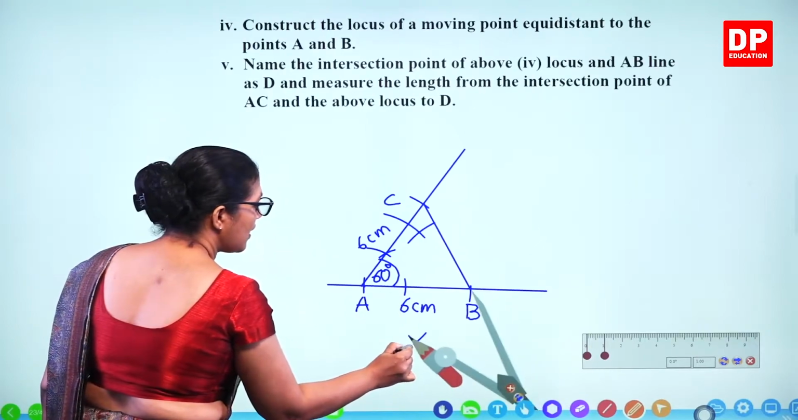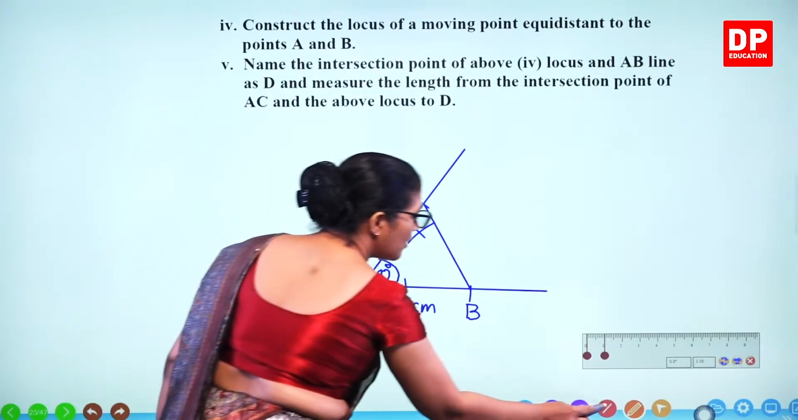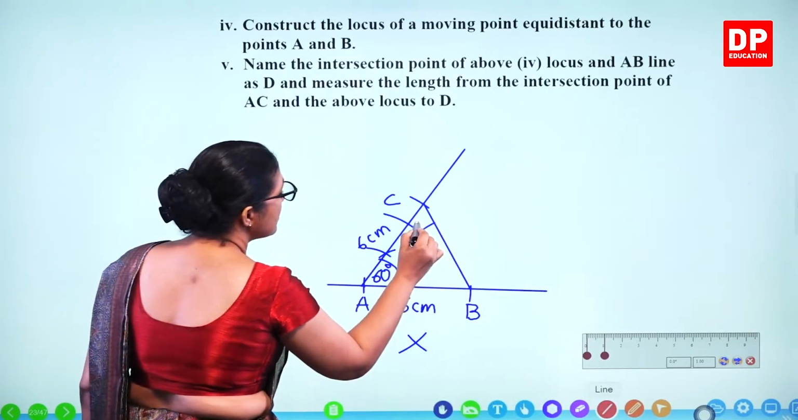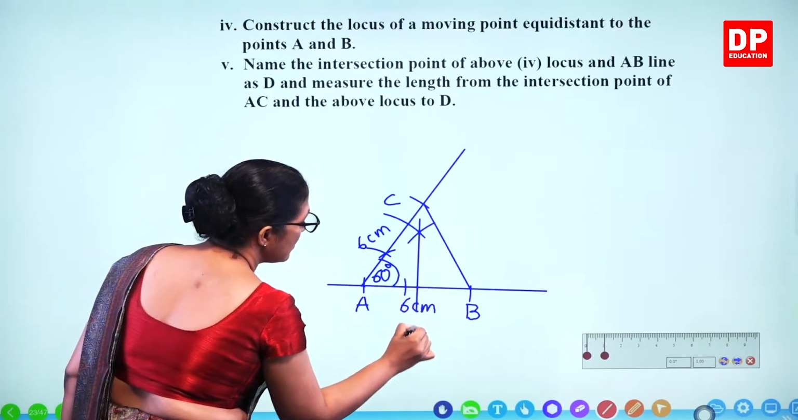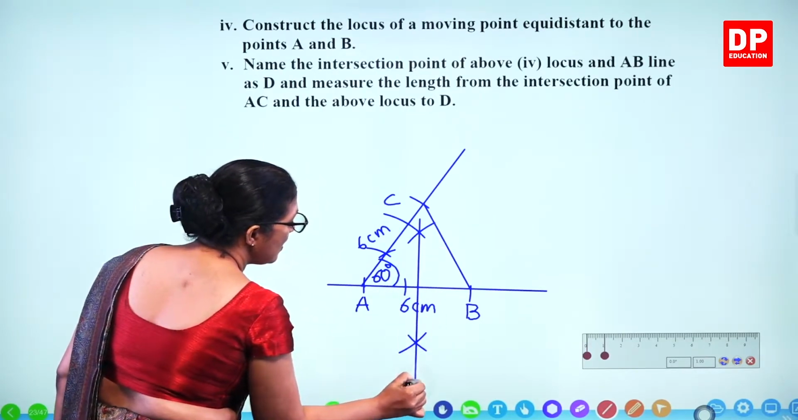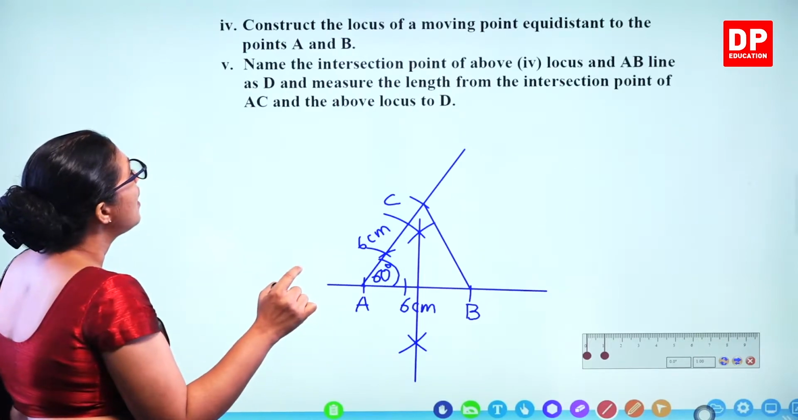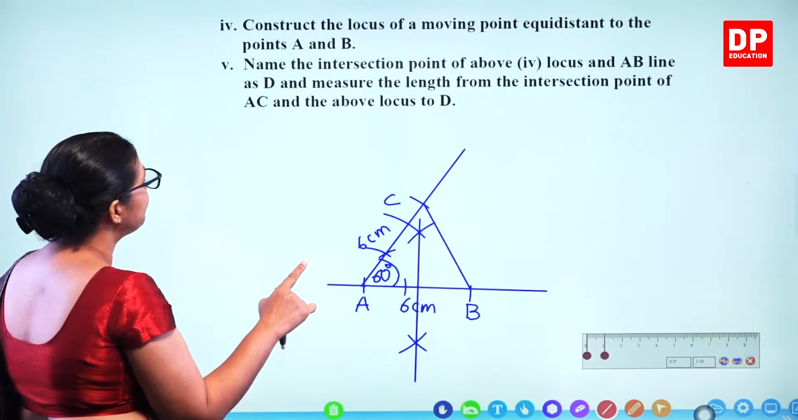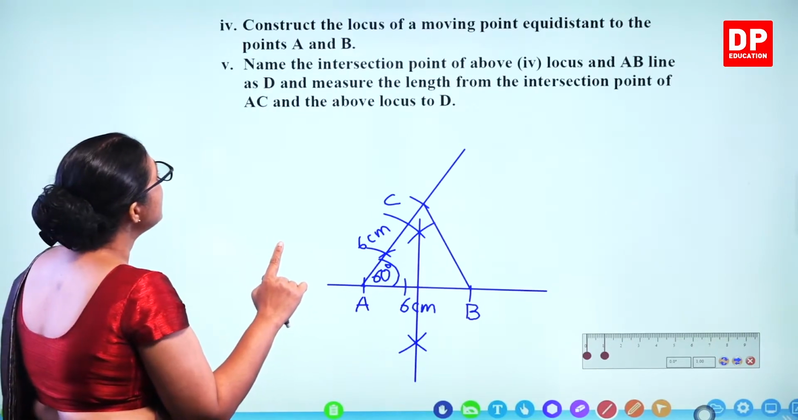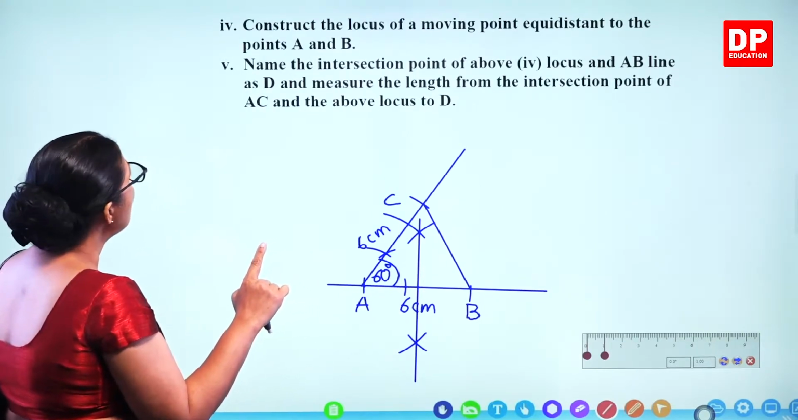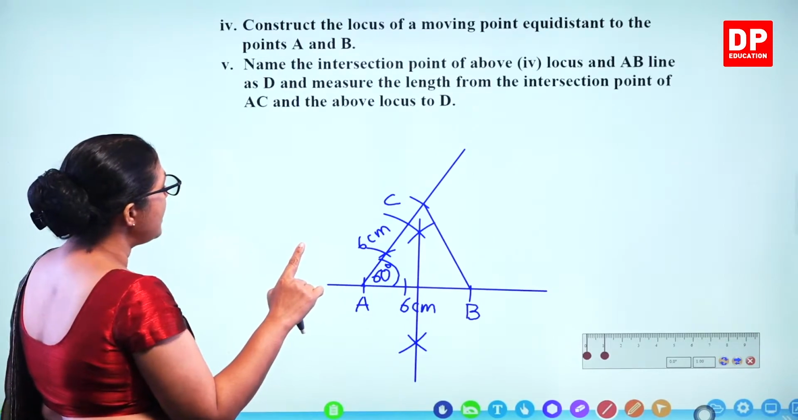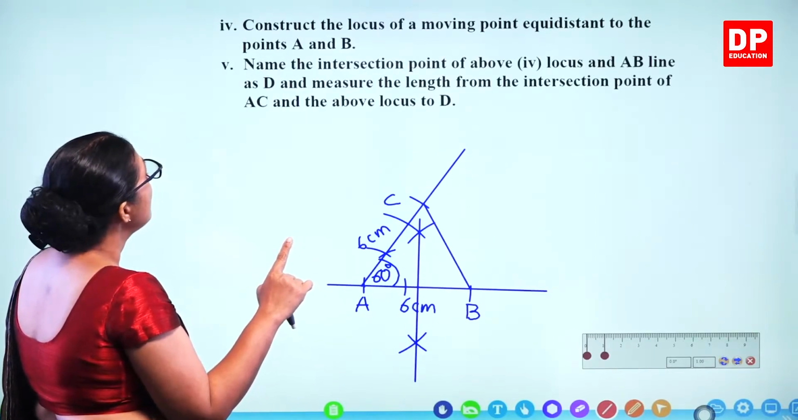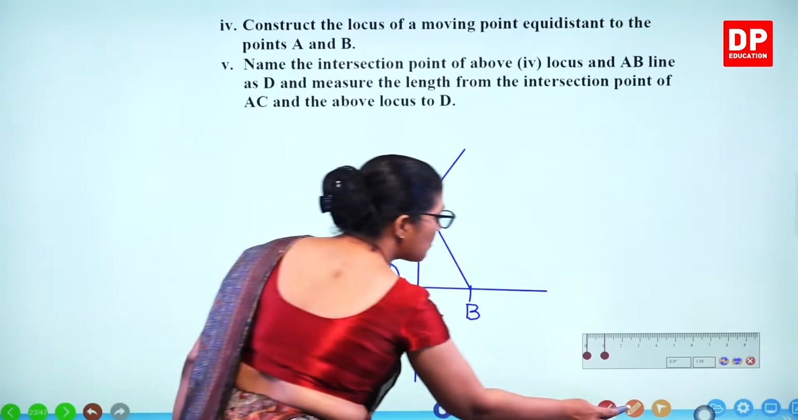So you can draw the other arc. So now you can connect this point and this point. That's the perpendicular bisector, equidistant from A and B. Name the intersection point of the above locus and the AB line as D. So this point is D.